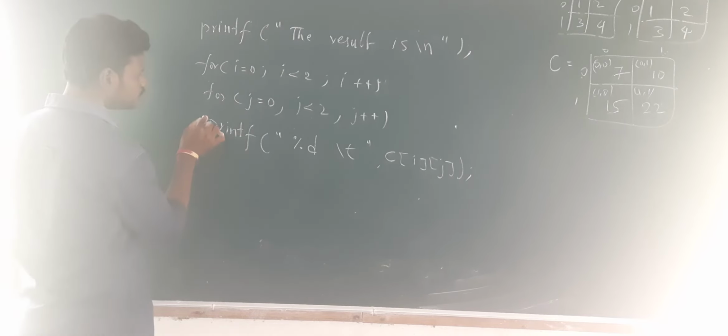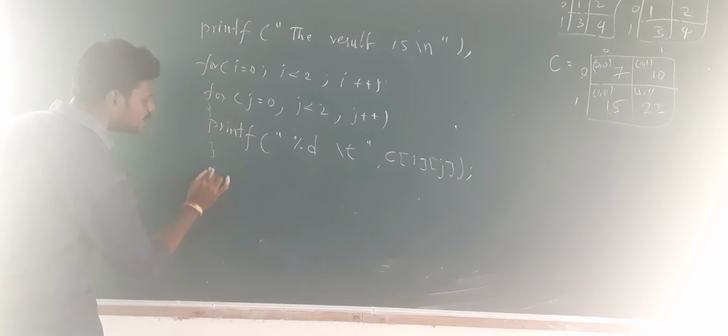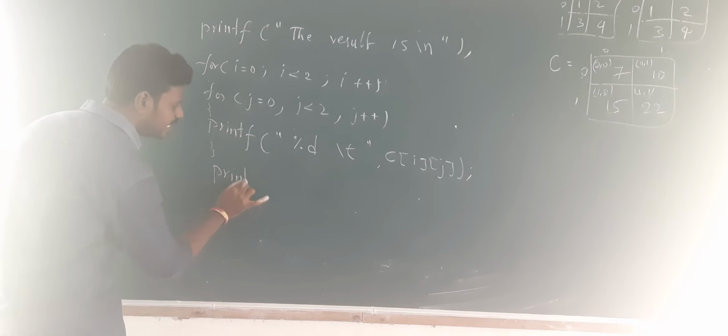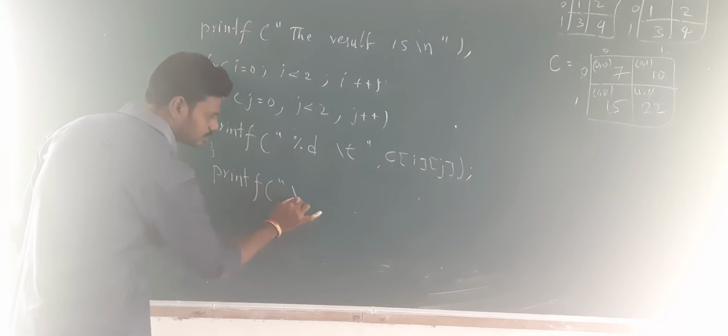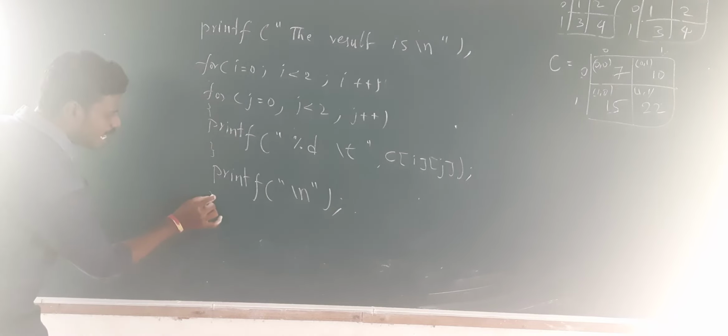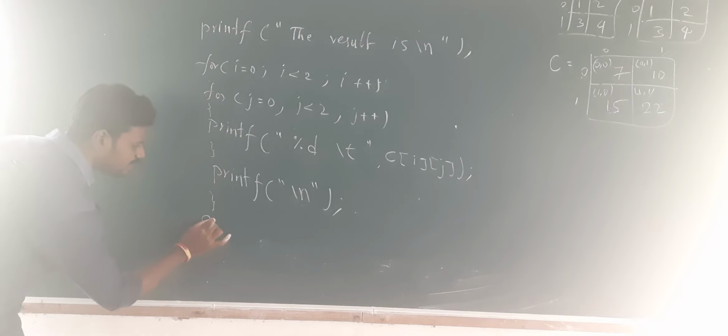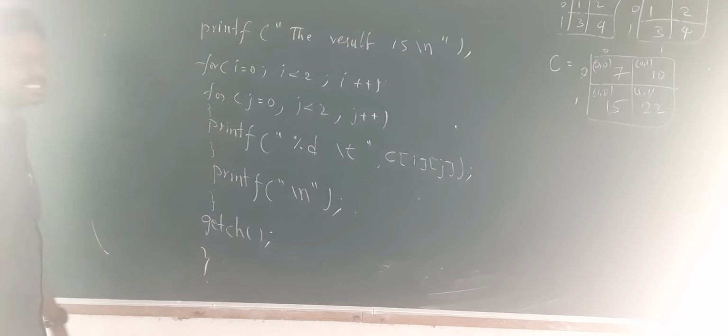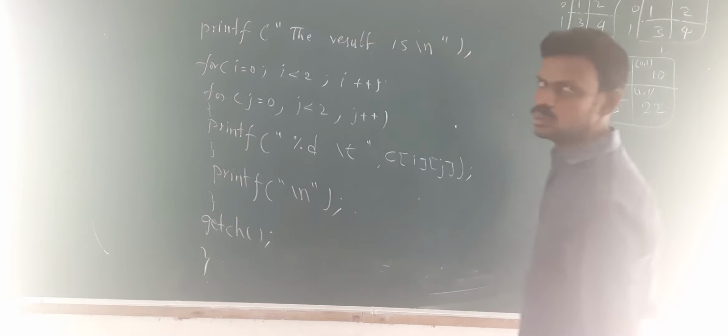You see, after this for loop, I will be going for closing of this, and after this, I will be taking a new line over here. Printf new line, just a new line. I am not printing anything, just taking a new line, and I am closing the function. You can close the main function. Okay, now see, if I am executing this, what will it do?